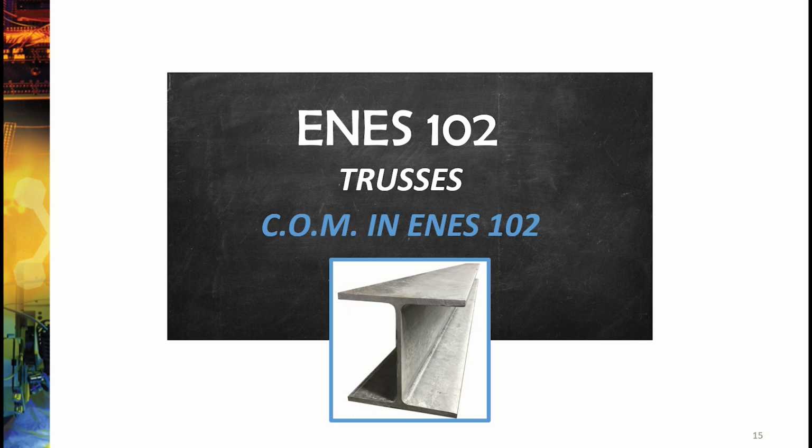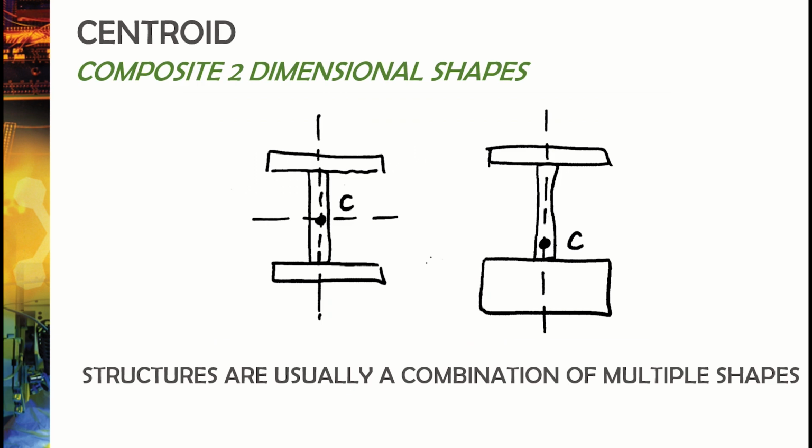Alright, now what we'll talk about is how to use center of mass to compute the centroid of shapes that are composite and have multiple shapes, such as different beams and structures. In ENES 102, oftentimes you'll be working with composite shapes, or shapes that have multiple different combinations of things. In this particular case, you can see that we have two I-beams.